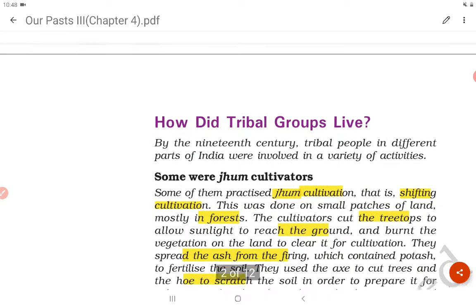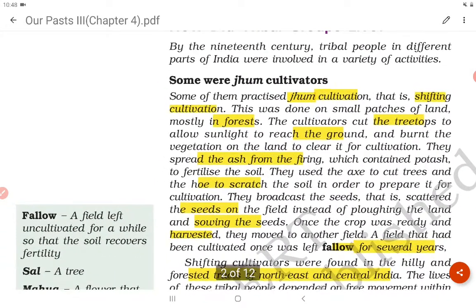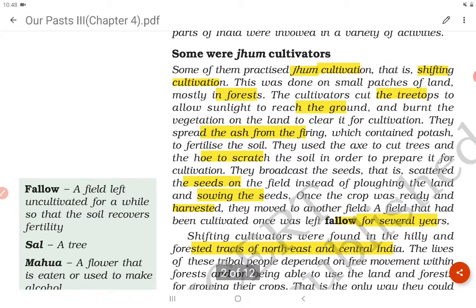How did tribal groups live? By the 19th century, tribal people in different parts of India were involved in a variety of activities. Some were jhum cultivators. Some of them practiced jhum cultivation, that is, shifting cultivation. This was done on small patches of land, mostly in forest. The cultivators cut the tree tops to allow sunlight to reach the ground and burnt the vegetation on the land to clear it for cultivation.